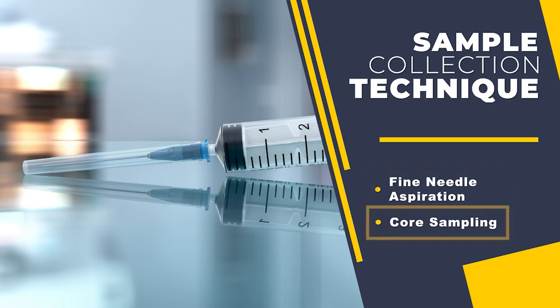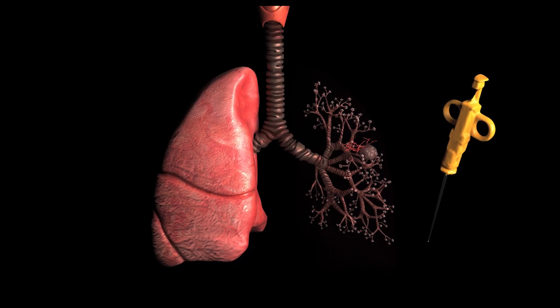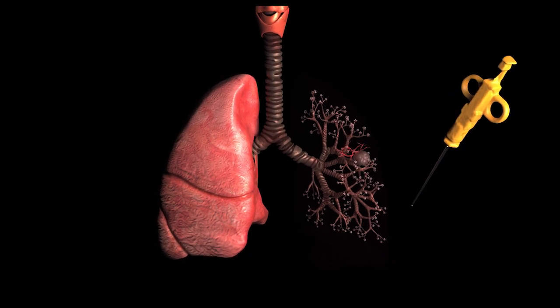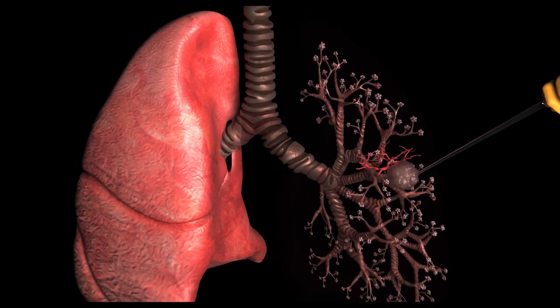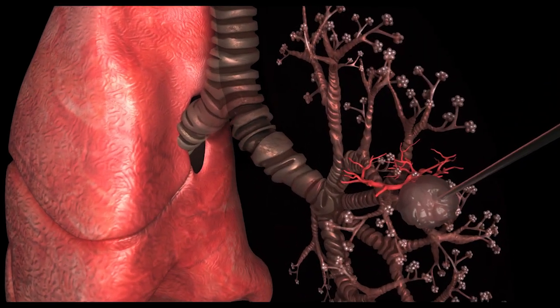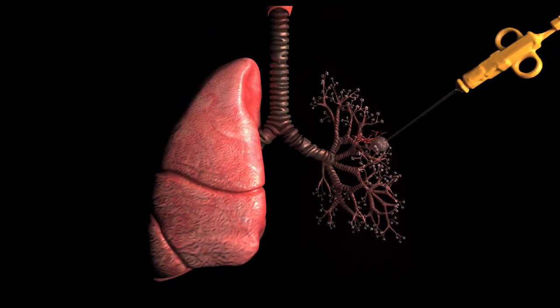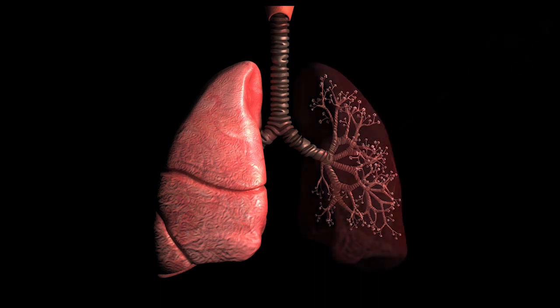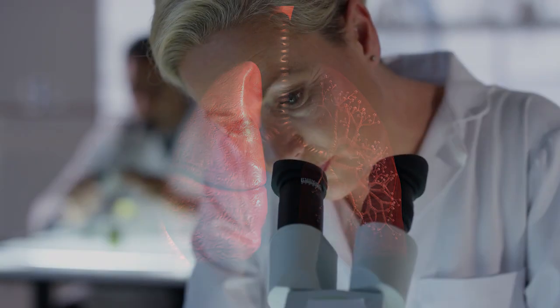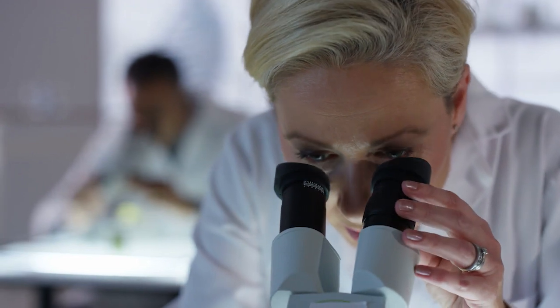Alternatively, there is a technique called core sampling. This involves a slightly different device that cores out a tiny sliver of tissue containing many cells. The adequacy of the sample is determined by a pathologist who will be in the department at the time of the procedure. A pathologist is a medical doctor who specializes in evaluating tissues and cells obtained from various parts of the body. If the biopsy sample is considered inadequate, the pathologist may request that additional cells be acquired.